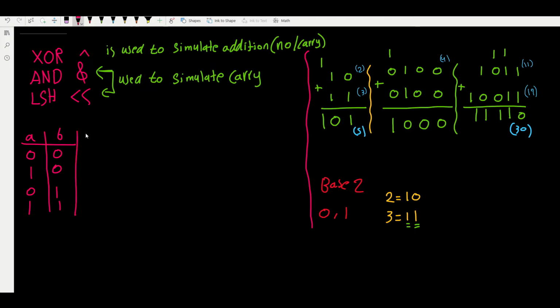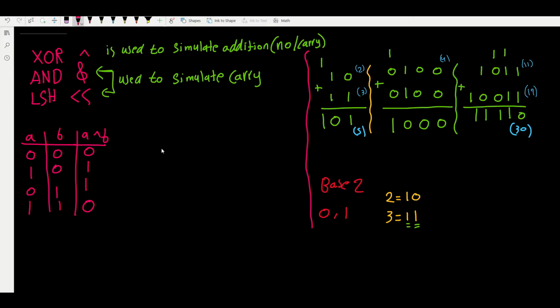Now let's do an exclusive OR of A with B. In the exclusive OR, the only way that we can get a 1 in binary is if A and B are different. In this case, 1 0 and 0 1, A and B are different, so we will have 1s right here. 0 0, A and B are the same, we will have a 0. 1 1, A and B are the same, we will have a 0. I will come back to this to show you how this will simulate the addition.